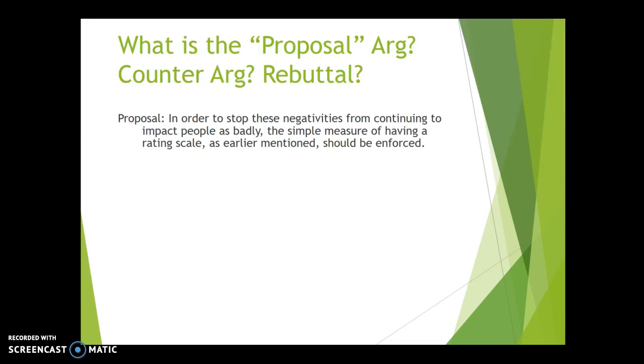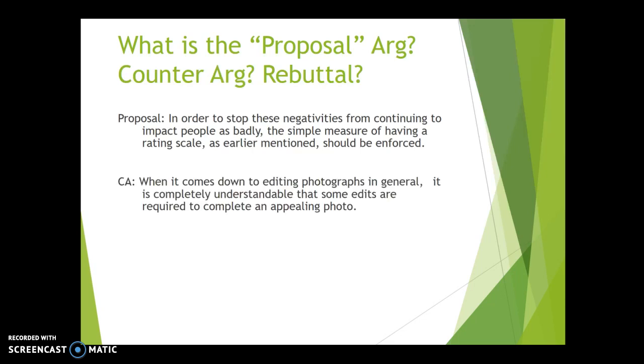She just comes up with the basic idea of how this rating scale would work and why that makes a lot of sense. And again, it wouldn't be really hard to do. At the same time, she acknowledges that there are some people that don't necessarily want it, right? She's got a good counter argument. "When it comes down to editing photographs in general, it's completely understandable that some edits are required to complete an appealing photo." And she mentions the ideas of removing things, not necessarily manipulating things, like making people look thinner than they actually are, younger than they actually are, but just things like removing blemishes or wrinkles or unsightly marks, or even things like removing cars or whatever that might be in the back of a shot that might make the shot look a little less picturesque.